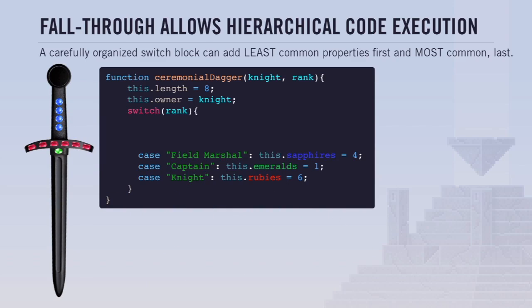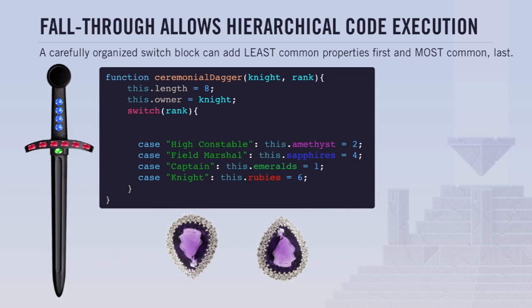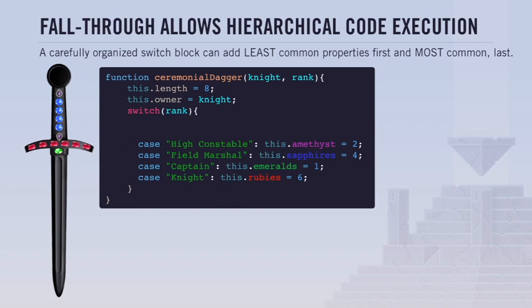Not only do you get 4 sapphires, but you also get the 1 emerald of the captain and the 6 rubies of the knight. Above all of the field marshals is the single high constable, and this guy gets 2 amethysts on his ceremonial dagger, in addition to the 4 sapphires of the field marshal, the 1 emerald of the captain, and the 6 rubies of the standard knight.